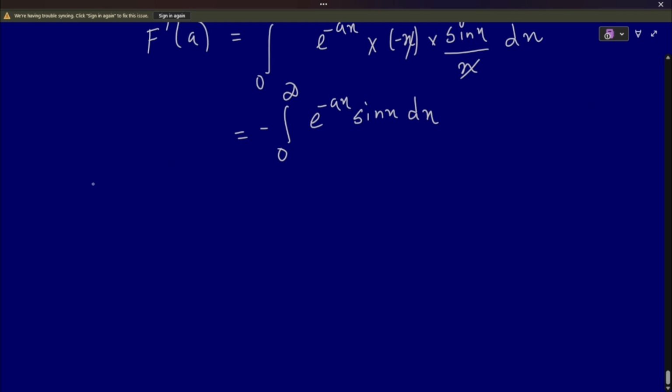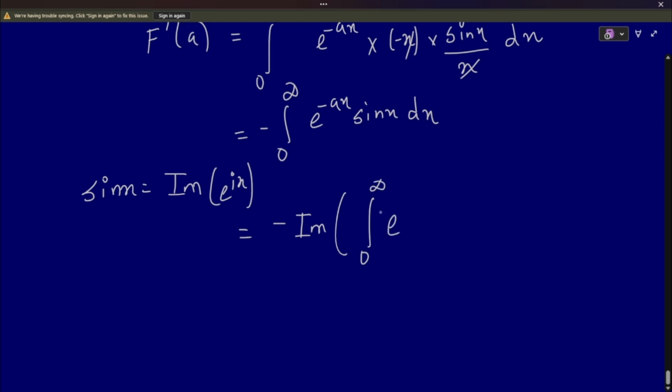First of all, remember that sin x is the imaginary part of e to the power ix. If you do not know this result, this would be covered in the complex numbers video. And this is from the famous equation e to the power ix equals cos x plus i sin x. Continue this to get minus the imaginary part of the integral. It becomes e to the power minus ax into e to the power ix, which, taking minus x as the coefficient, becomes e to the power minus (a minus i)x dx.